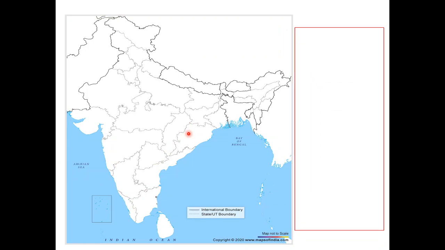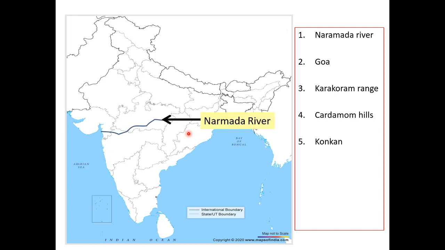Next map we see the Narmada River, Goa, Karakoram Range, Cardamom Hills, Konkan. This is the Narmada River, which originates from Madhya Pradesh and flows into the Arabian Sea. Narmada and Tapi, these two rivers flow into the Arabian Sea, and they are also very important because they make gorges. You have seen about the gorge.